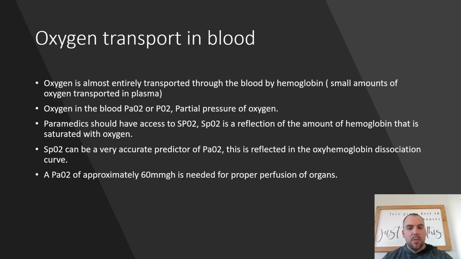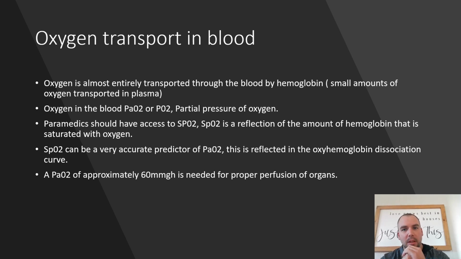Oxygen, how is oxygen transported in your blood? It's pretty much by hemoglobin. Now, yeah, some oxygen is transported in the plasma, but it's pretty small levels, and it really is not relevant to what we're talking about today. How do we measure the amount of oxygen in your blood? Well, as a paramedic, you don't. We just don't have lab work. If you were to have a patient in a hospital or have access to lab work, which we don't, you would measure the partial pressure of oxygen in the blood.